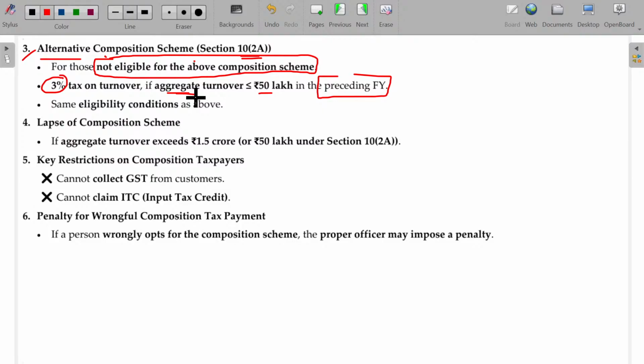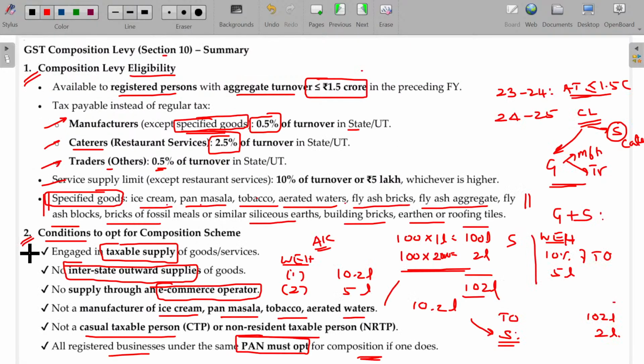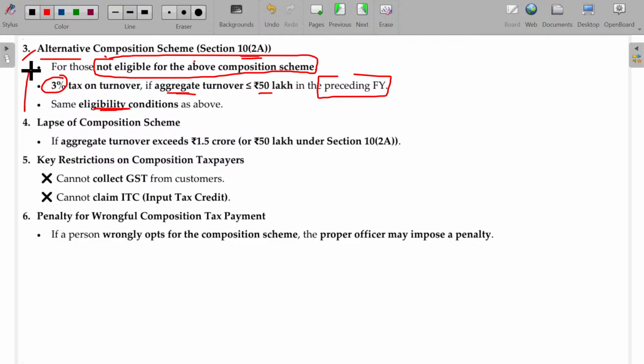What is called aggregate turnover? Aggregate turnover is very important for subsequent understanding. That 50 lakhs, 150 lakhs, and sometimes 20 lakhs, all these are linked with aggregate turnover. Eligibility conditions are the same as above: CTP not eligible, NRTP not eligible, specified goods manufacturer not eligible. The same conditions can be used here also. The person who is not eligible due to this condition will be eligible to act under this provision. Clear? 3 points are predominant.